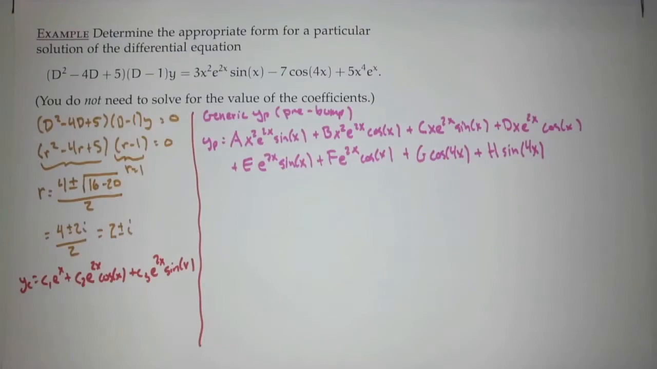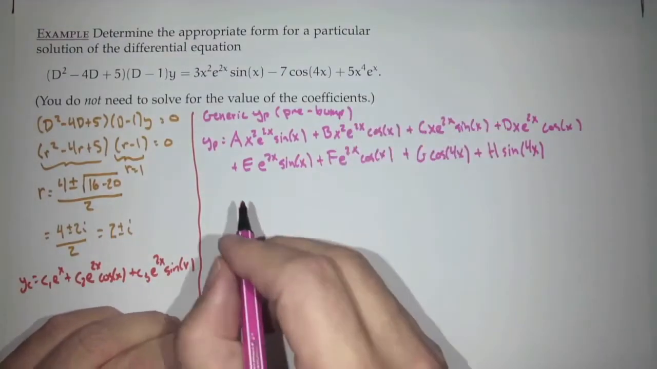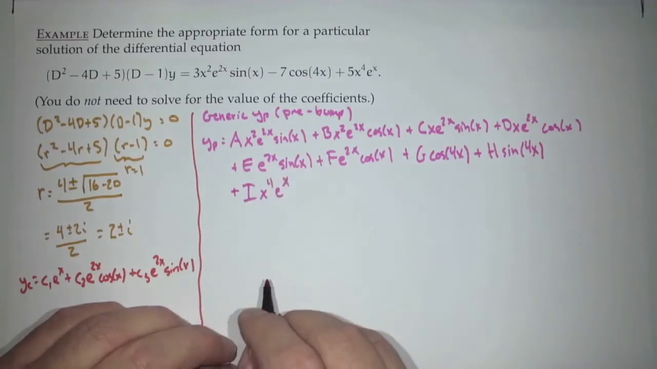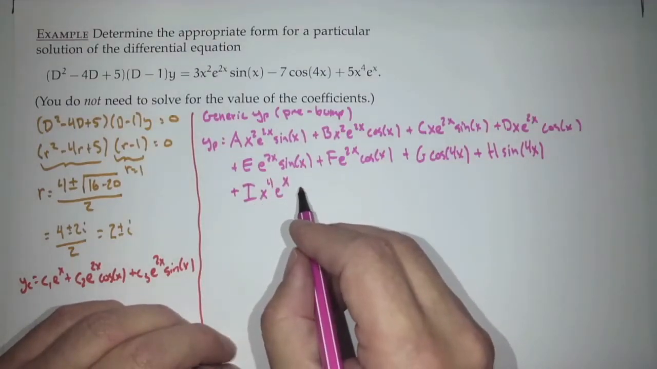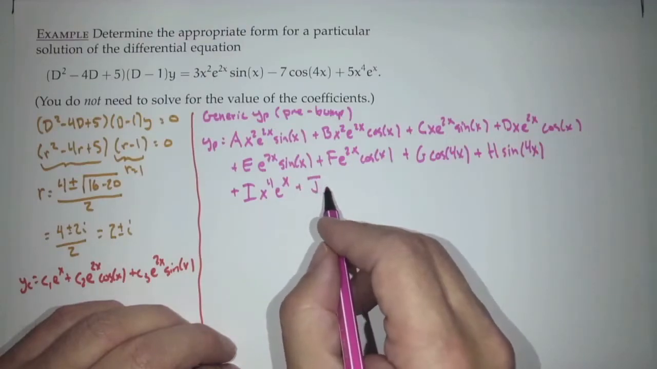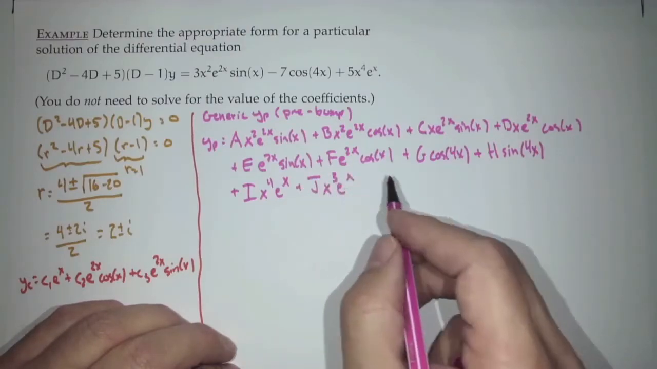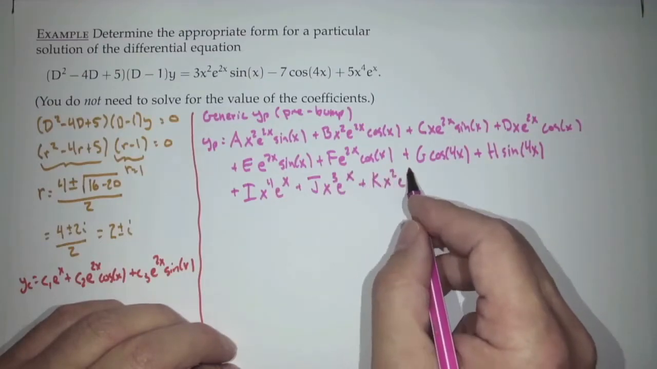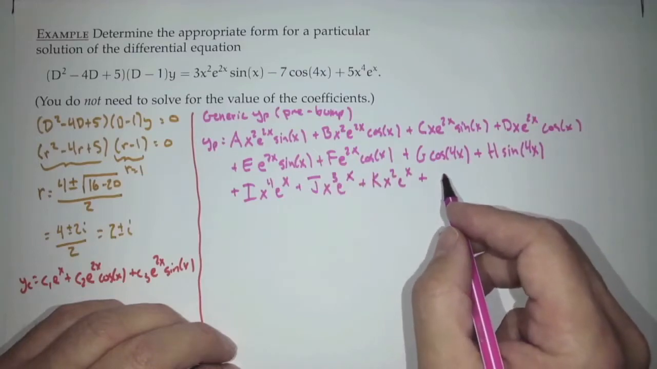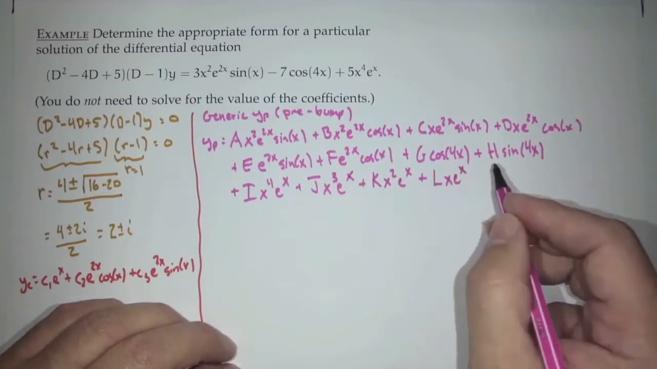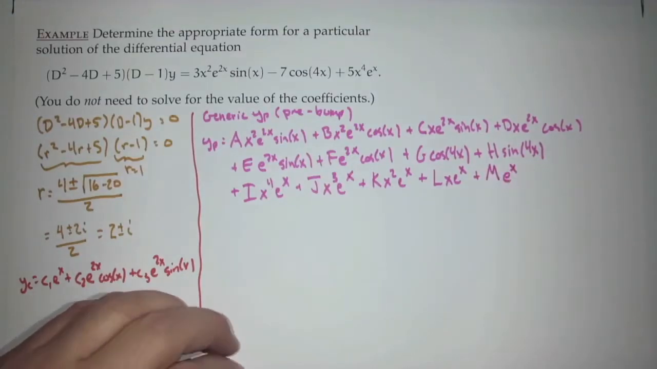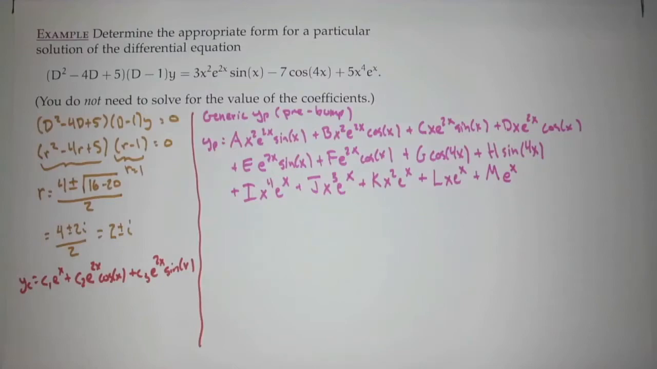All right, so what do we need? Well, we have an x to the 4th e to the x, so x to the 4th e to the x. Anything else? All right, we need an x cubed e to the x. Anything else? An x squared e to the x. Anything else? An x e to the x. Anything else? An m e to the x. Anything else? No. That's it. We're done.